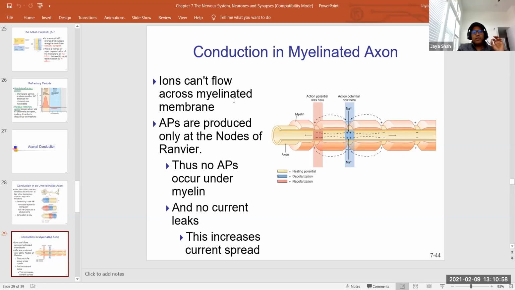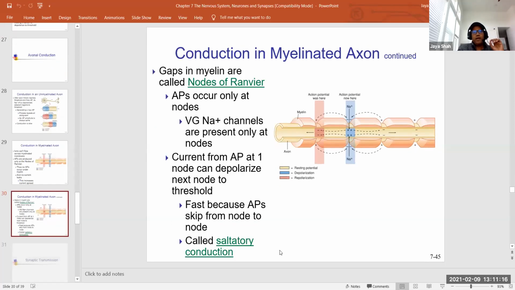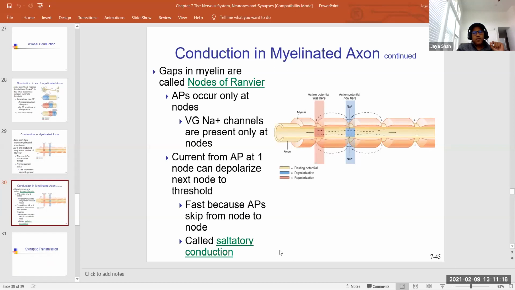Ions cannot flow across the myelinated membrane. Action potentials are produced only at the nodes of Ranvier. Thus, no action potential occurs under myelin and no current leaks. This increases the current spread and increases the speed of action potential. Okay. This kind of conduction is called saltatory conduction. Okay. They are fast because the action potential skips from node to node.